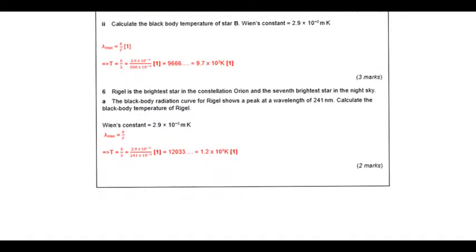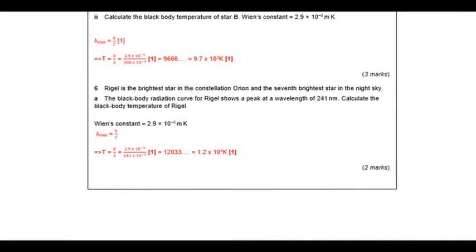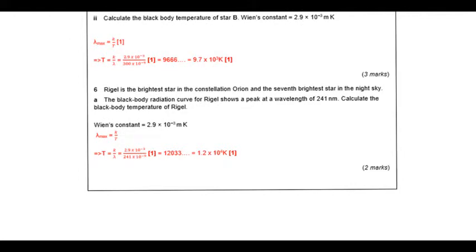We're going to go through a similar process in the next one. We're looking at a different star, and from that we have the most common wavelength at 241. Again, we're going to use exactly the same equation to figure out the temperature of this given star here, which is 1.2 times 10 to the 4 Kelvin to 2 significant figures.